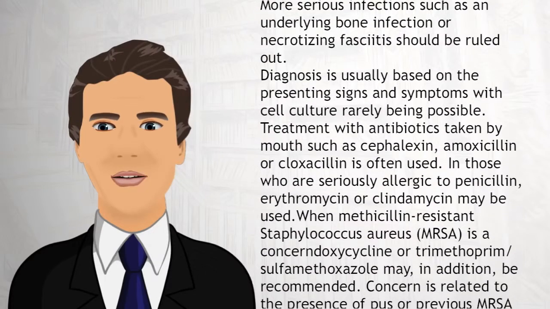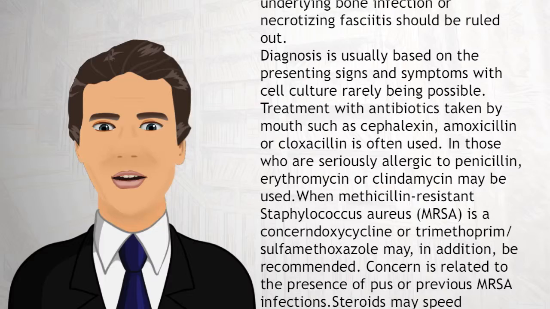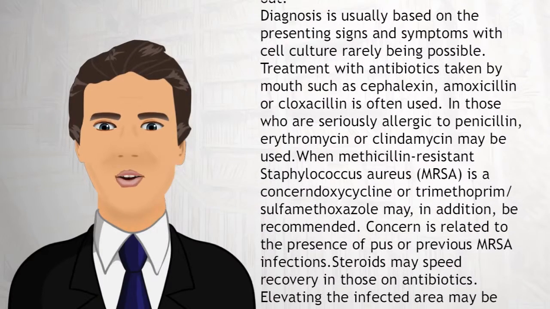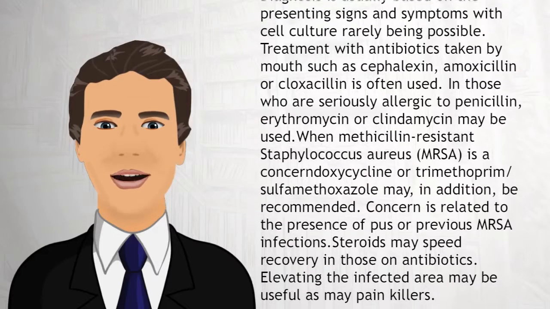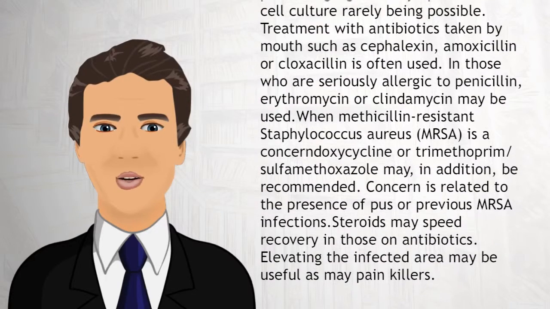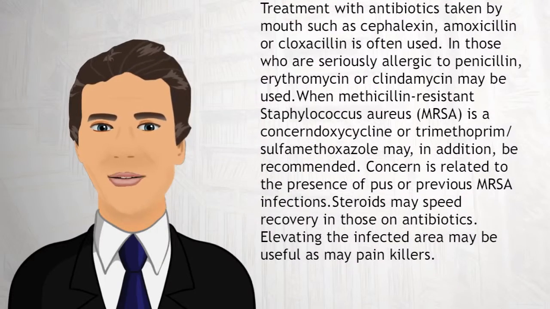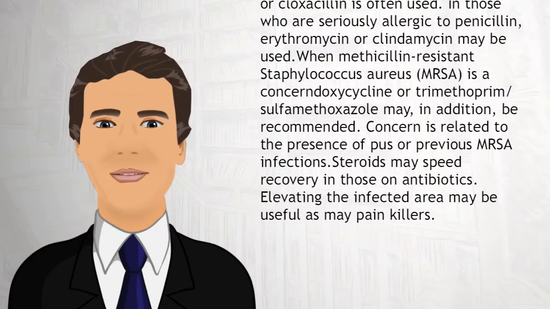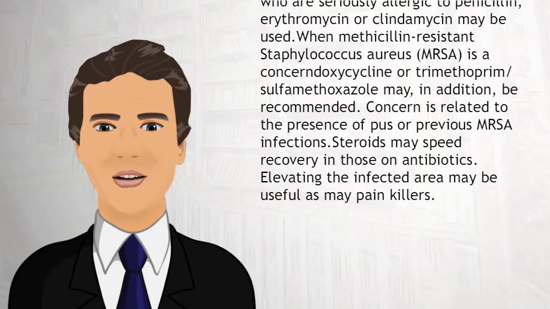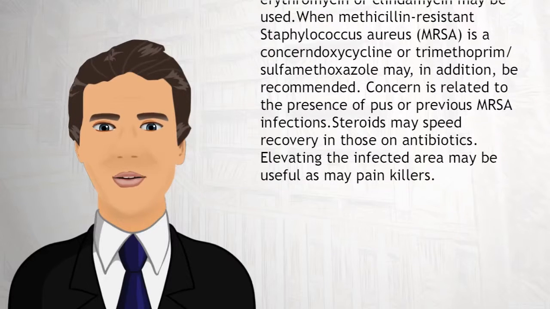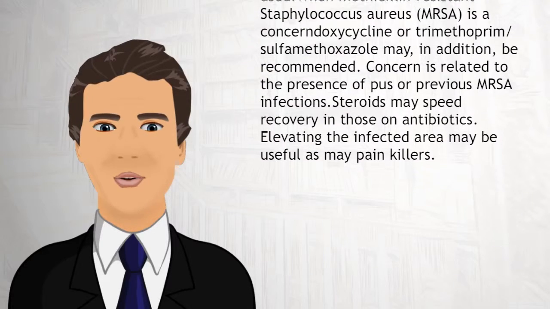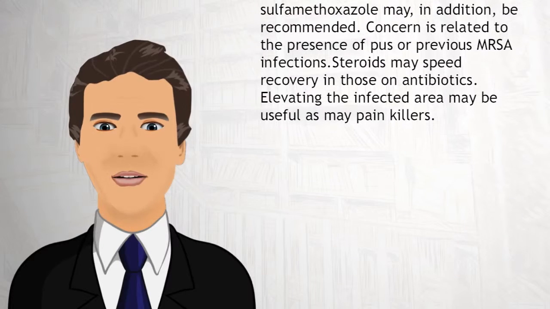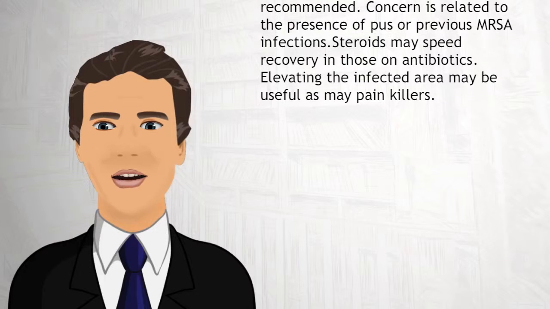Treatment with antibiotics taken by mouth such as cephalexin, amoxicillin or cloxacillin is often used. In those who are seriously allergic to penicillin, erythromycin or clindamycin may be used. When methicillin-resistant Staphylococcus aureus (MRSA) is a concern, doxycycline or trimethoprim sulfamethoxazole may, in addition, be recommended. Concern is related to the presence of pus or previous MRSA infections.